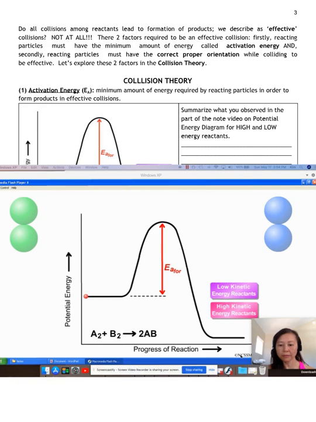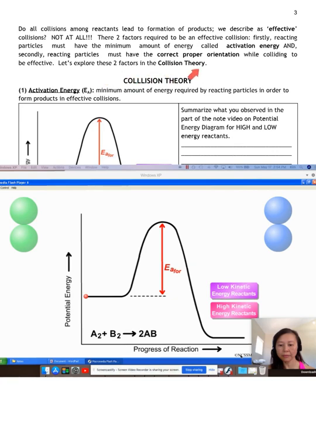We are going to ask ourselves, do all collisions among reactants lead to the formation of products? And that leads us into what is called collision theory. Of course, we describe those collisions that lead to the formation of products as effective collisions. And I say not at all. There are 2 factors that are required for an effective collision to occur. The first one is that reacting particles must have a minimum amount of energy called activation energy. And secondly, reacting particles must have the proper orientation while colliding to be effective.